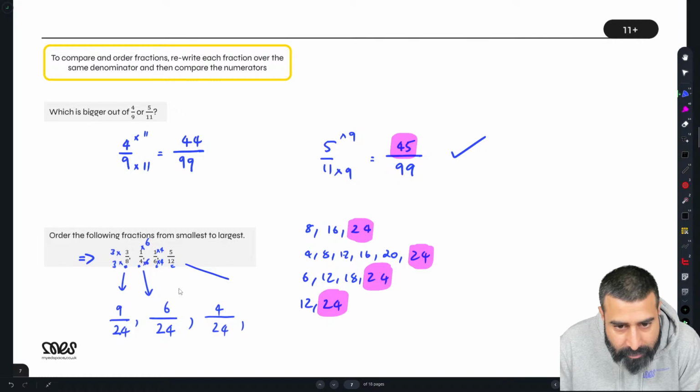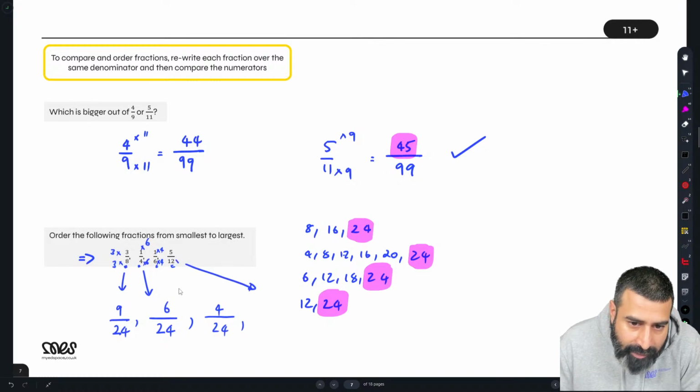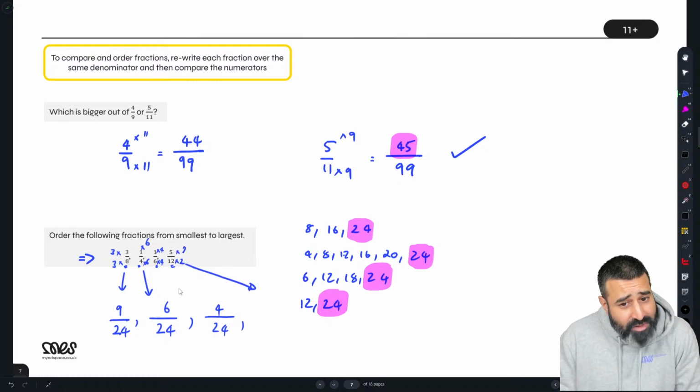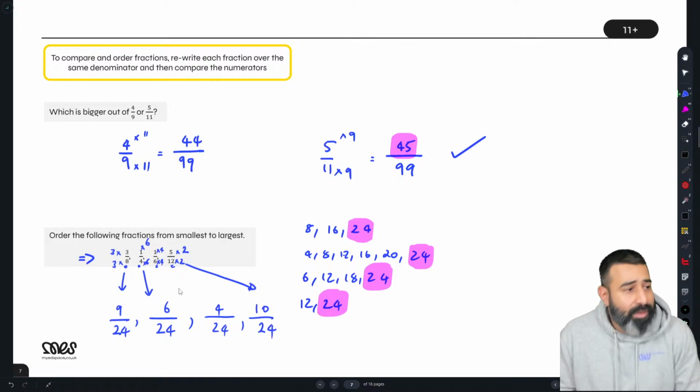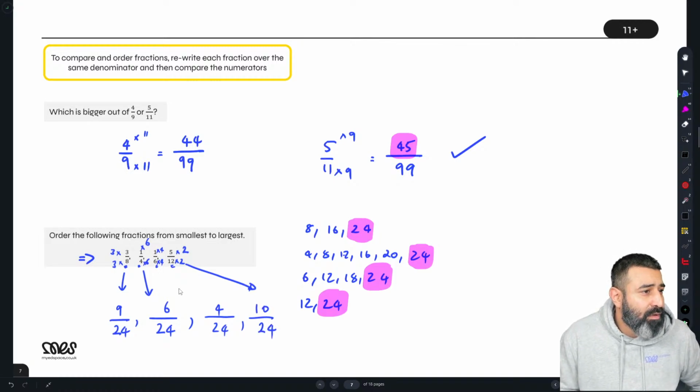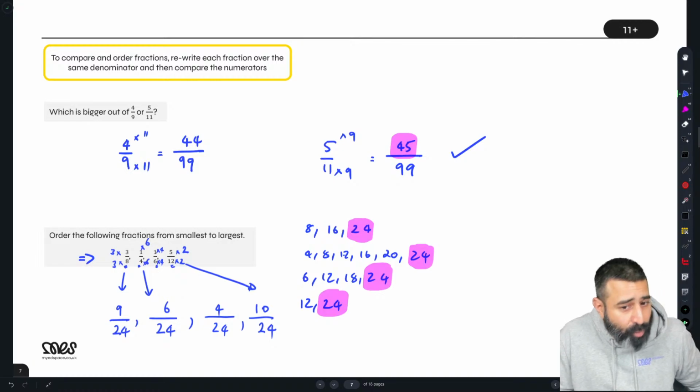And then finally, that's going to be multiplied by 2, and the 5 is going to be multiplied by 2 as well. So that becomes 10 over 24. Okay? Done. Have I done it though? I've converted them all so they've got the common denominator, but there is a problem. I haven't actually ordered them from smallest to largest.